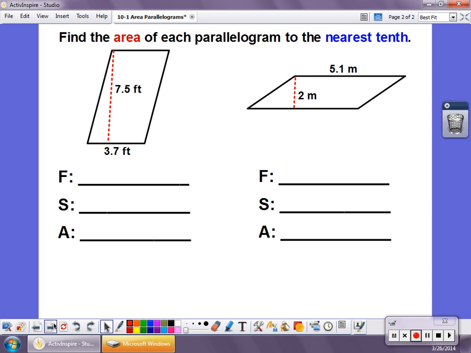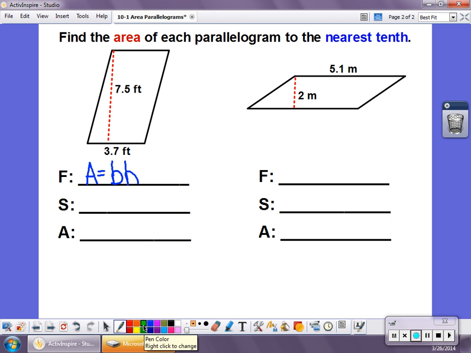So let's try another example here. I'm going to start with my formula. This is how we like to show our work. We call it a 4-point answer. We have a formula, a substitution, and then an answer with a label. So even though it's only 3 steps, it's going to be worth 4 points. The first thing I start off with is my formula. And we said that the formula for the area of a parallelogram is base times height.